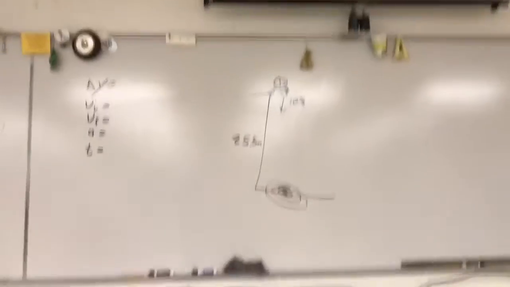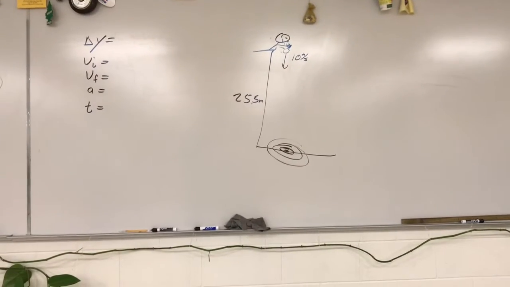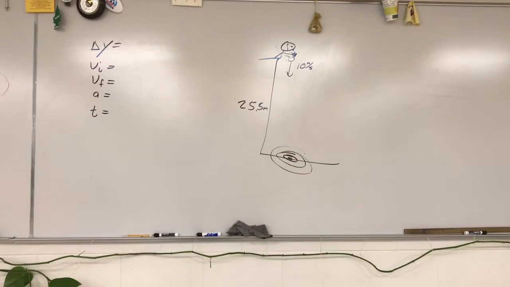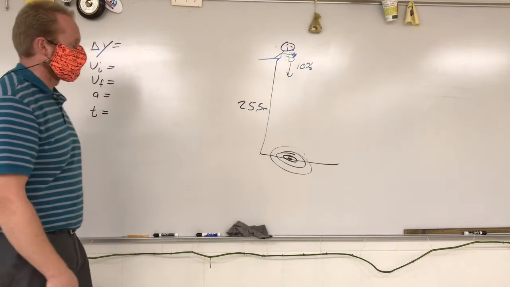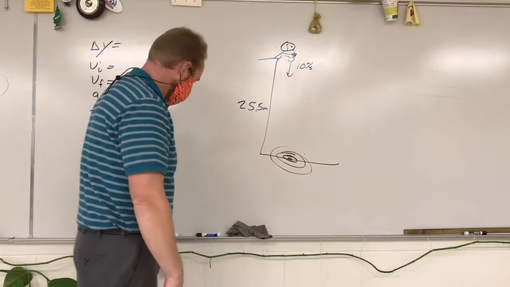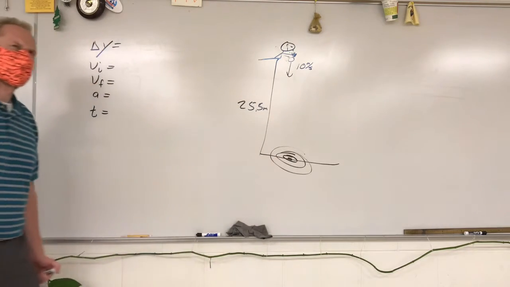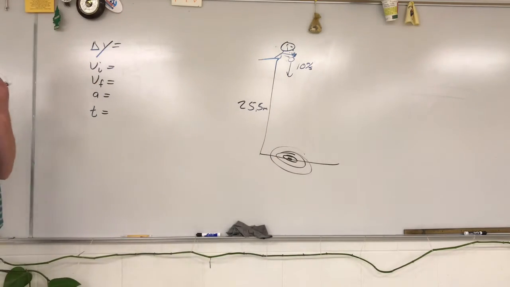Okay, maybe not amazing, but an acceptable picture of what's going on. So we have an object, a person is throwing a ball down at 10 meters per second, and I took a little artistic creative license and put a bullseye on the bottom.